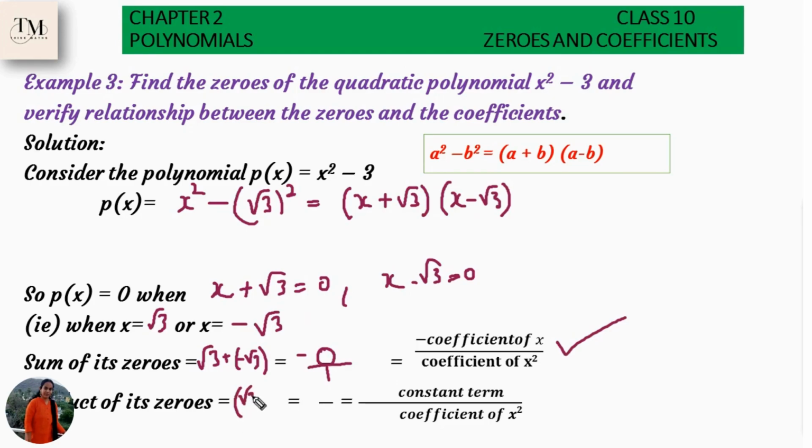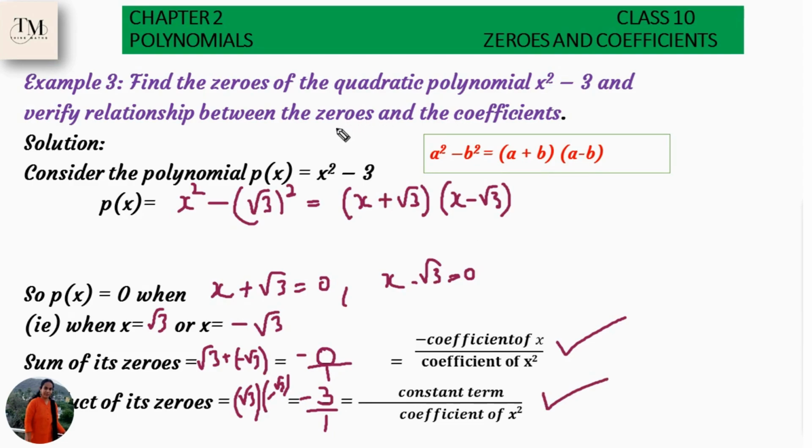So root 3 into minus root 3. Root 3 into root 3 is 3. So minus 3, there is one negative sign. So minus 3 divided by 1. So minus 3 is the constant term. So constant term divided by 1, where 1 is the coefficient of x square. So we verified the relationship between the zeros and coefficients.